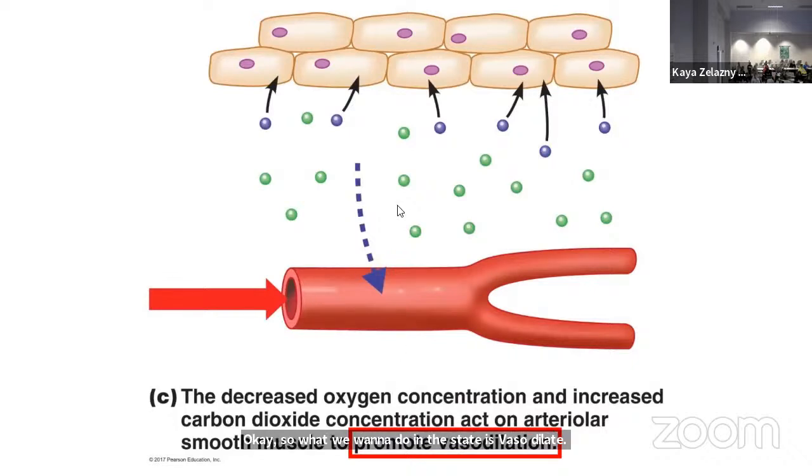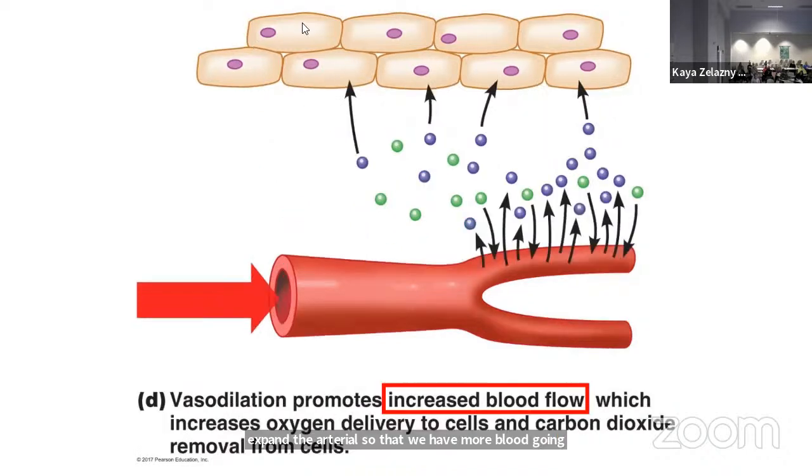So these oxygen concentrations and carbon dioxide concentrations, those changes that we just saw, are going to directly, locally, intrinsically affect the smooth muscle. So the smooth muscle can kind of sense that, and it's going to vasodilate, right? So it's going to relax a bit. It's going to expand the blood vessel, expand the arteriole, so that we have more blood going into that capillary bed. So we can see that in this image, right?